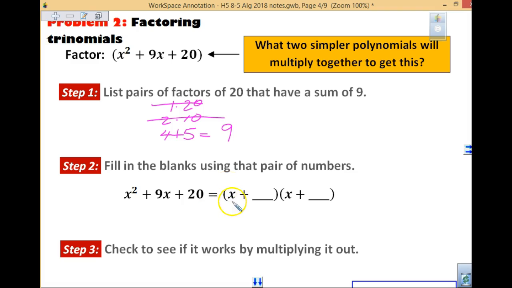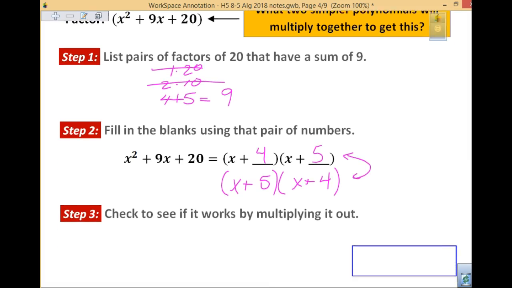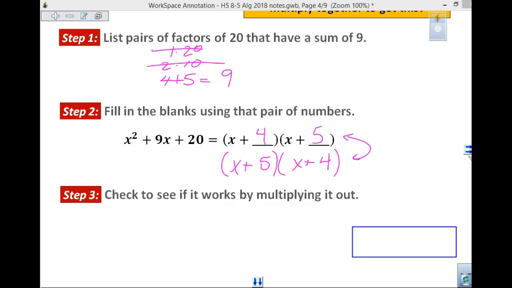So you're going to put x plus, and does it matter if I put plus 4 and plus 5, or if someone else has their answer written this way? These are the same answer. Does that make sense? Okay? Because what's in the parenthesis, it's just putting one parenthesis first or second. Okay? So when I'm taking a look at this, how do we make sure we did it right?